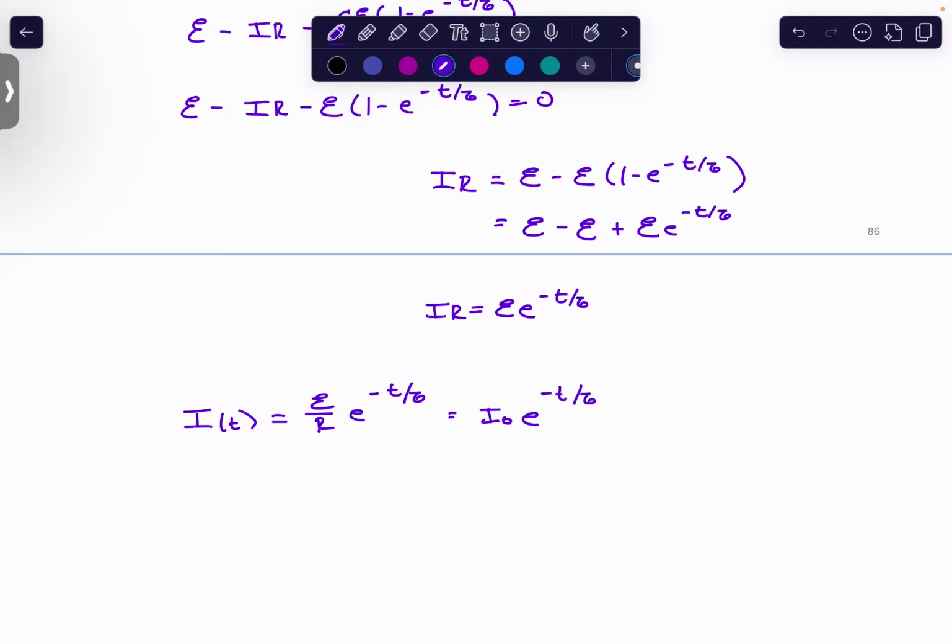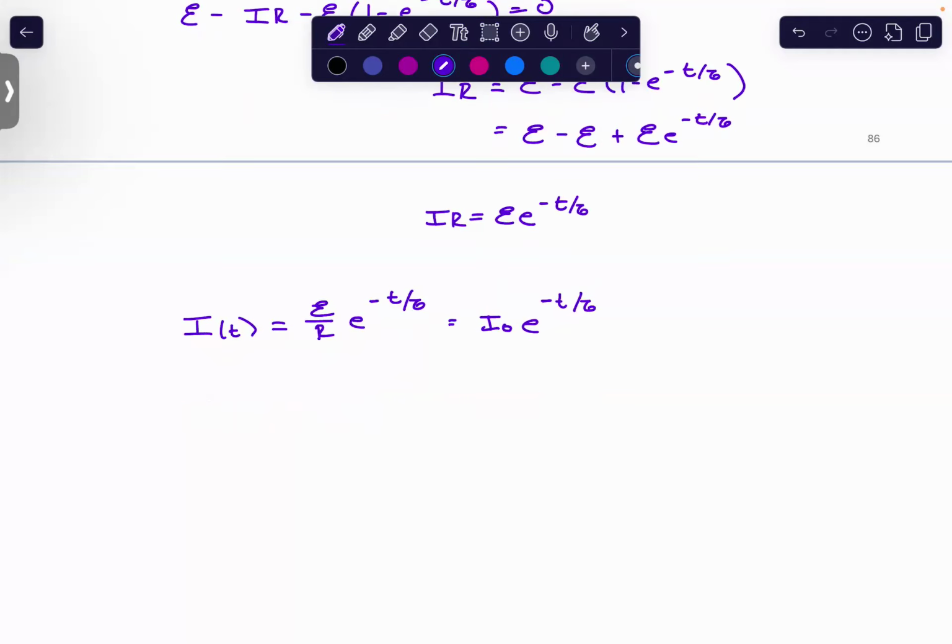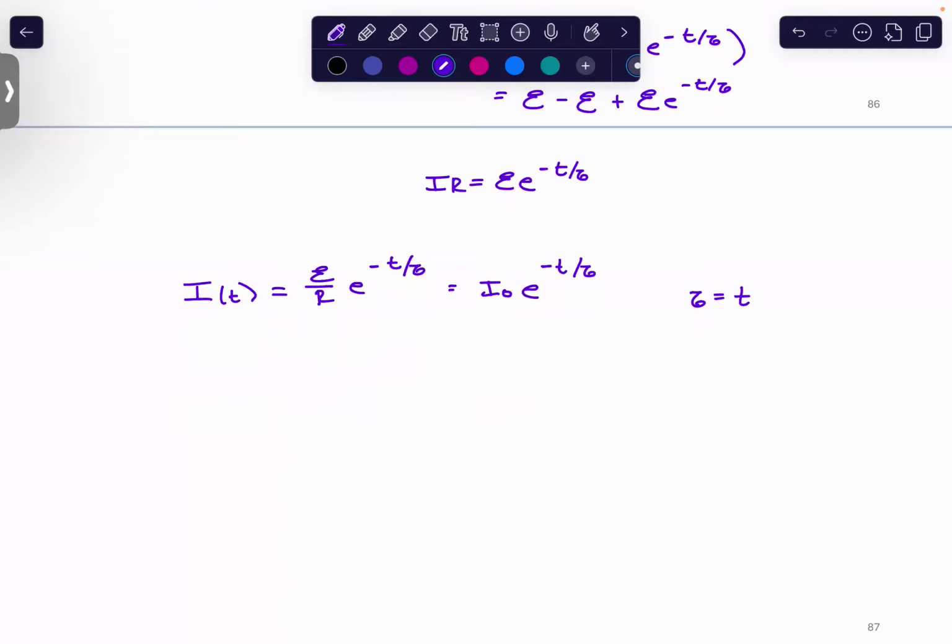So, for example, we talked about, again, you can look at the timing. In this case, when your timing constant equals t, your current has decreased to about 37% of the original current. So again, these are going to be factors for timing the charging of your circuit.